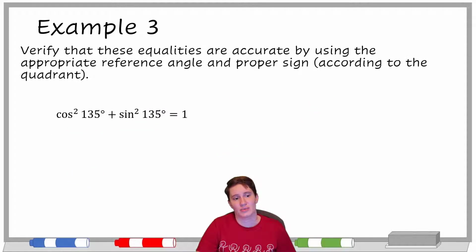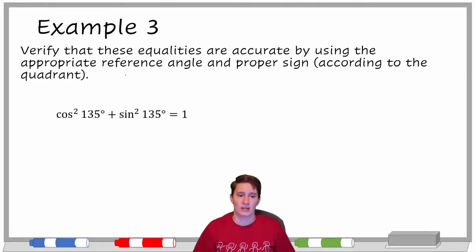All right, example 3. Verify that these equalities are accurate by using the appropriate reference angle and proper sign according to the quadrant. Okay, so if we're looking closely at this, this is the main Pythagorean identity, the one that started it all. Cosine squared plus sine squared equals 1. But we've got 135 in for theta.